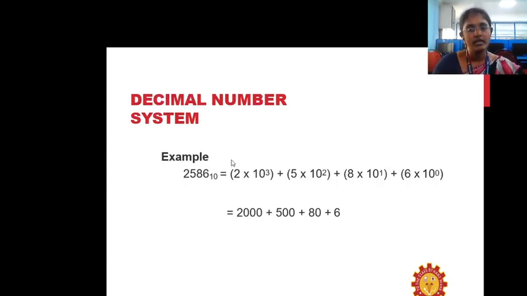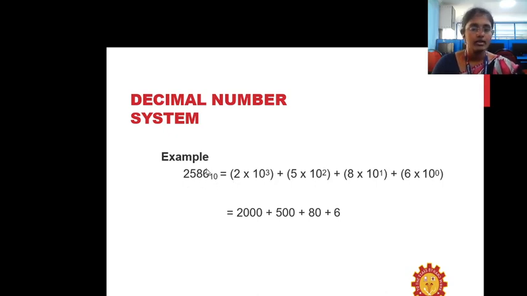So here is the example for the decimal number system. See here, 2586 with the base 10. Any number which holds the base as 10 comes under the decimal number system. To calculate this decimal number, each and every individual digit should be multiplied by the base value to the power of its position. The positions start from the right-hand side to the left-hand side, so the positions of these digits are 0, 1, 2 and 3.